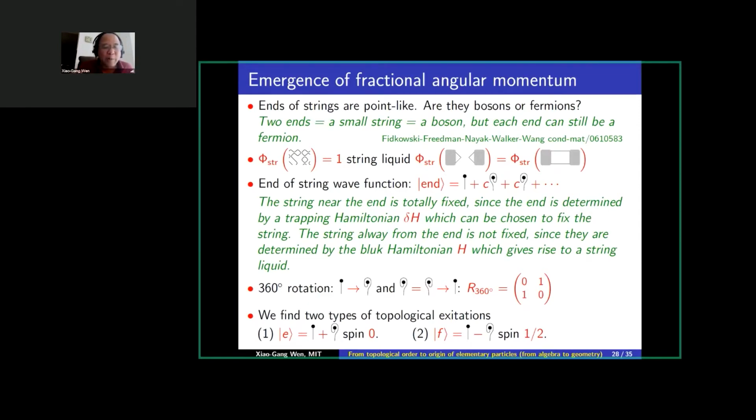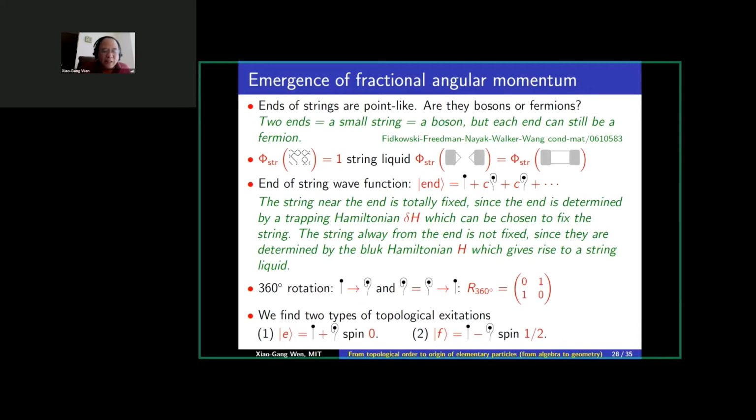You know, angular momentum in physics is a representation of the rotation group. It's the O3 rotation group. And here we do 2 dimensions, so let's consider the 2-dimensional rotation group, the O2 rotation group. Usually we think that when you do a 360-degree rotation, the state comes back to itself. But when you consider one end of string and do a 360 rotation, we change this straight end to this hooked end.